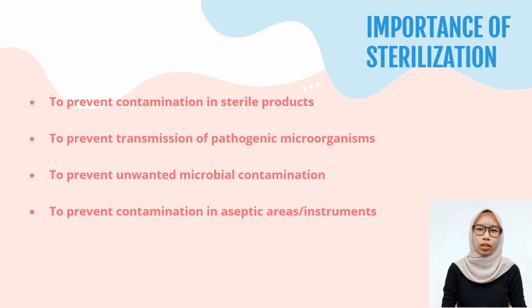Sterilization is a critical process in the pharmaceutical industry for the control of microbial population. Along with its definition, the importance of sterilization is to prevent contamination in sterilized products, to prevent transmission of pathogenic microorganisms which are responsible for causing disease in plants, animals, and human beings. Also, it prevents unwanted microbial contamination in antibiotic, enzyme, vitamin, fermentation, and other industrial processes.